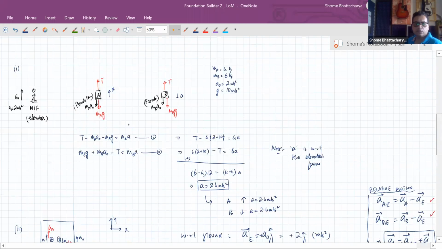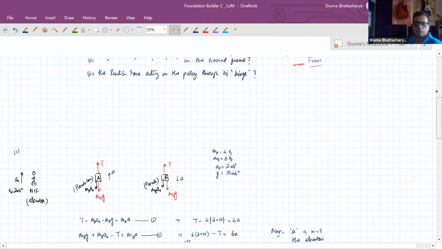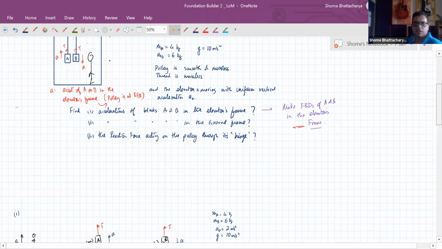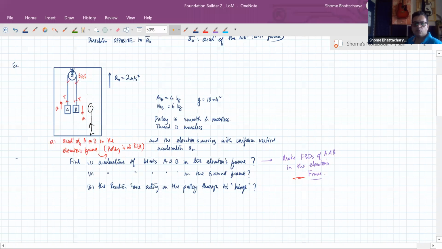So we are looking at the motion of the two blocks inside an elevator which is accelerated. We have to solve their free body diagrams with respect to the frame of that elevator, because the pulley is attached to the elevator. In the ground frame, it will become very complicated because the pulley itself is going up. So the simple way to solve the question is that we concentrate on that frame where the pulley is fixed.